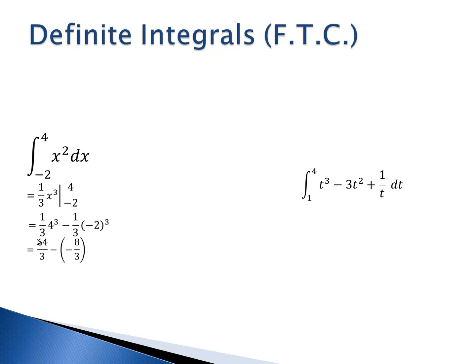So let's see, we've already got a common denominator. We could add the tops there. Minus the negative would turn into addition. That's 72 over 3, which is 24. So that whole integral ends up being 24.